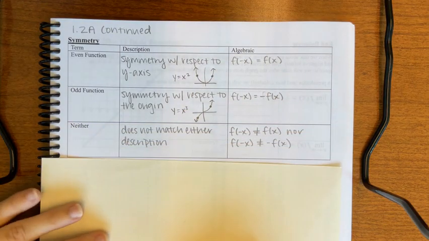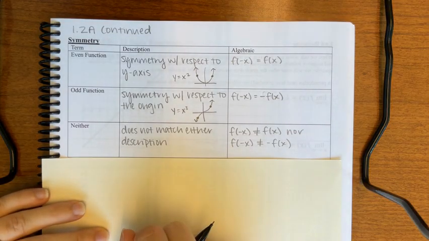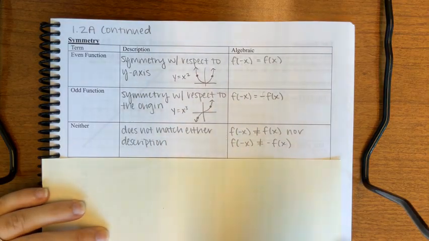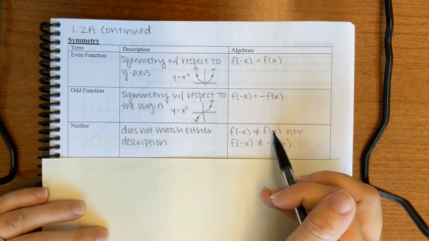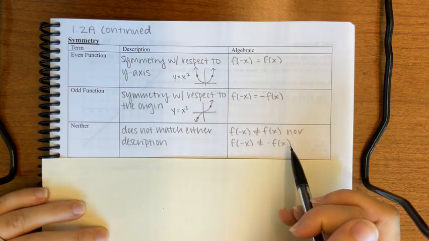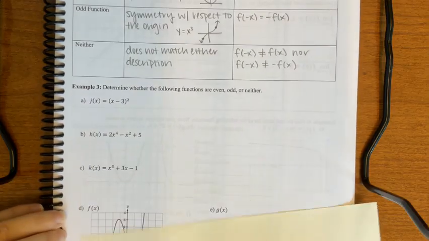And then we say a function is neither odd nor even if it doesn't match either description. That means that it doesn't have that symmetry over either the y-axis or the origin. And algebraically, if we plug in a negative x, it might change some signs, but we don't get out the original function or the opposite of the function. So we're going to take a look at some examples.